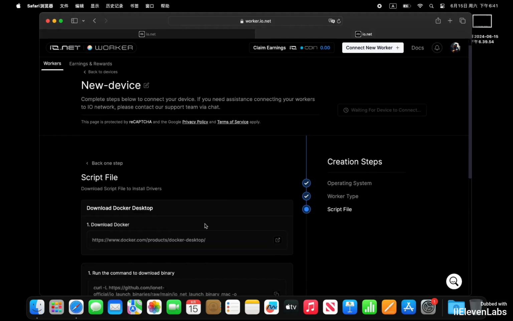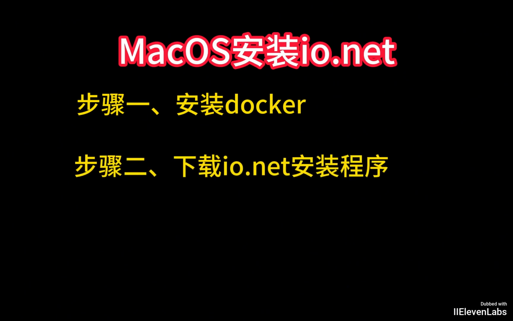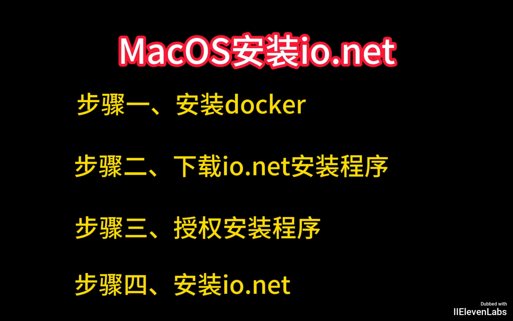that the installation of io.net on macOS mainly involves the following 4 steps. The first step is to install Docker, and the second step is to install the io.net installer. Step 3, authorize the installer. Step 4, execute the installation command. Next, I will demonstrate step by step.